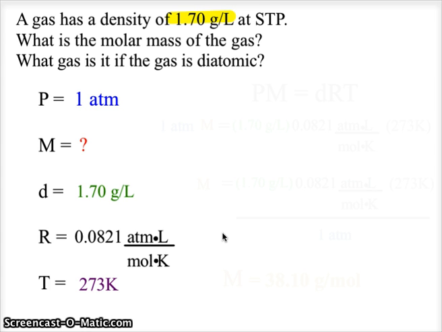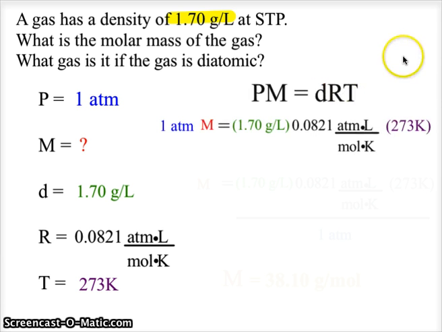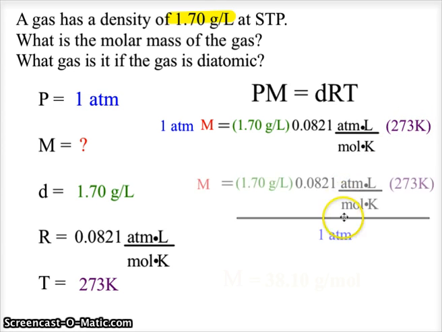0.0821, this is the gas law constant, atmospheres liters over moles Kelvin, and STP, the standard temperature, is 273 Kelvin. So our equation is PM equals dRT, which we have 1 atmosphere times the unknown molar mass equals 1.7 grams per liter for our density times the gas law constant 0.0821 times the Kelvin temperature of 273. Rearranging that algebraically, we get 1.70 times 0.0821 times 273 divided by 1 atmosphere.